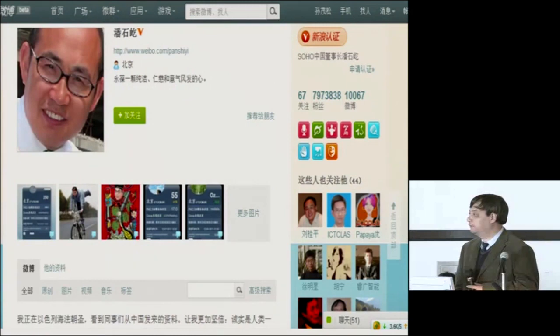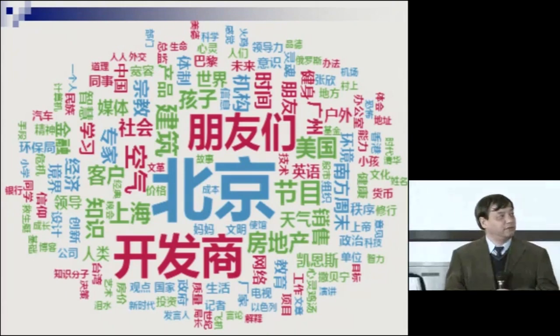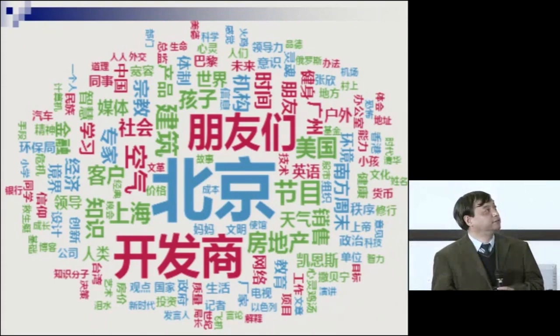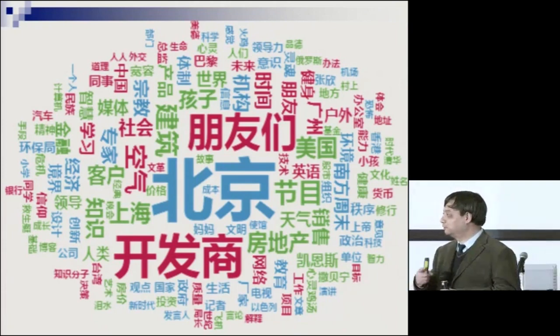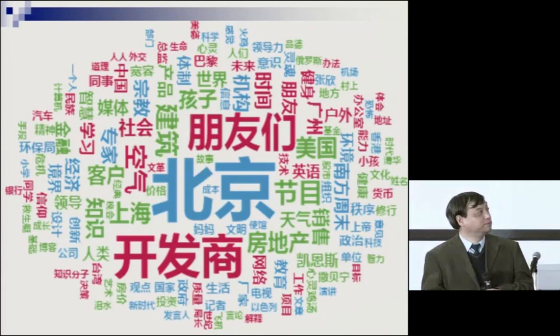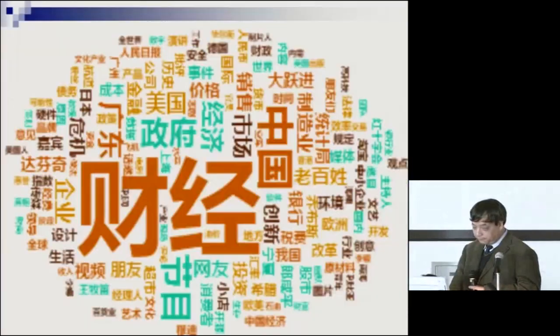Pan Shiyi is a very famous real estate developer, a billionaire. His cloud is like this: Beijing, real estate, architecture, religion. This guy converted himself to a small religion in Israel. Recently, he and his wife, two billionaires in China, have used some words related to religion. So you can see it's quite different from Lang Xianping's cloud. Very different.